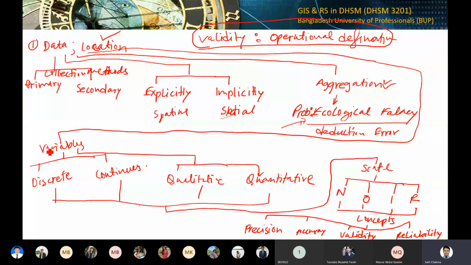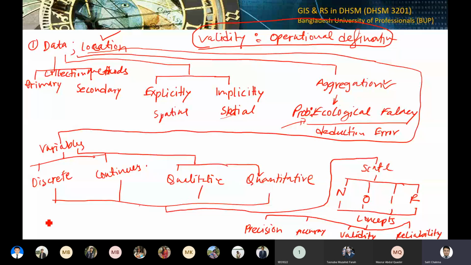But then we try to categorize this data, or rather these variables, into different categories based on how they act. So the first one is the discrete and continuous. So the discrete, they have significant stopping point. They normally deal with the full values or integer values.